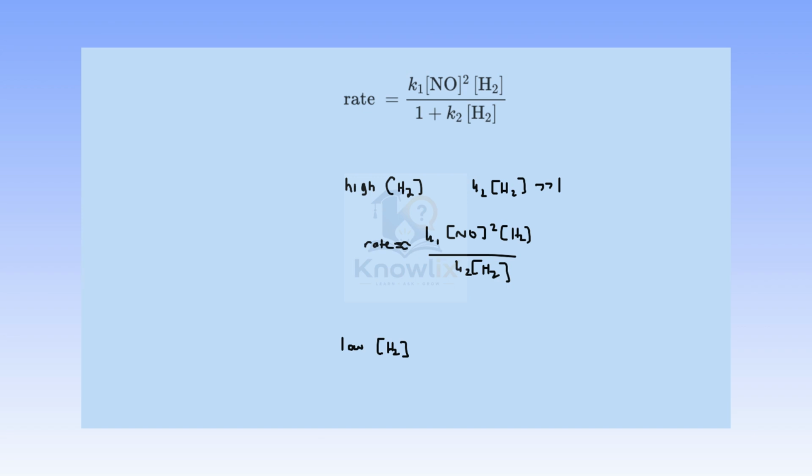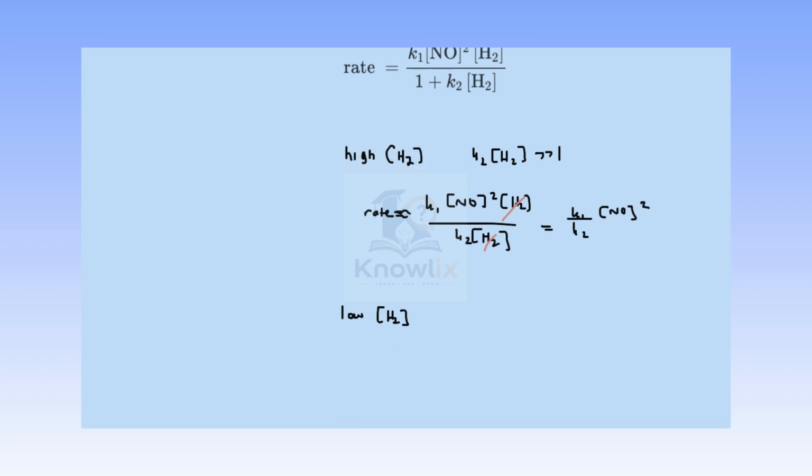All right, now dividing by just that K2 over concentration of H2, this can cancel out on the top and bottom, and then we'll just have some ratio of rate constants times the concentration of NO to the second power, meaning a rate that's second order in NO and independent of H2 concentration, because if it's already really high, changing it won't make a difference.